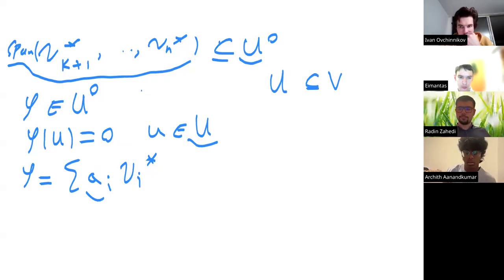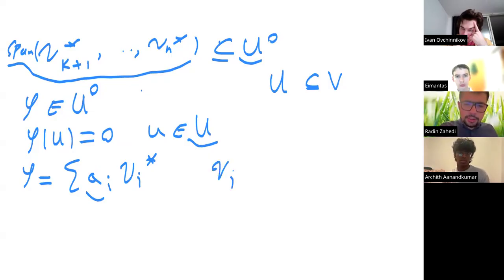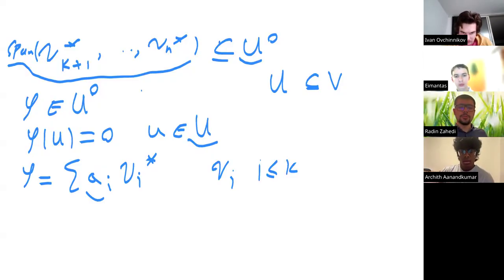as I mentioned. Could you apply it, like, to both sides? The first VK are linearly independent, and the last ones are all zero. Then the only way those could all sum to zero is if they could be spanned by just the VK plus one to Vn star. So you apply to some VI such that I is smaller than or equal to K, right? Yeah, exactly. So clearly this VI is in this U. So we have this condition.